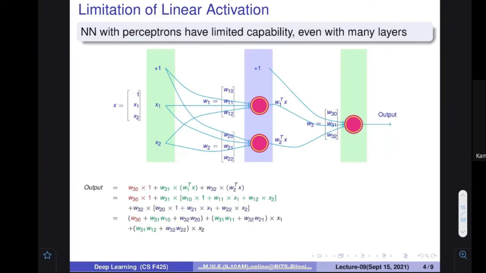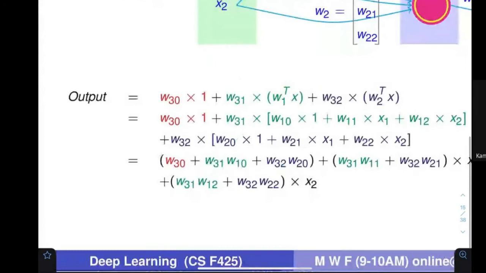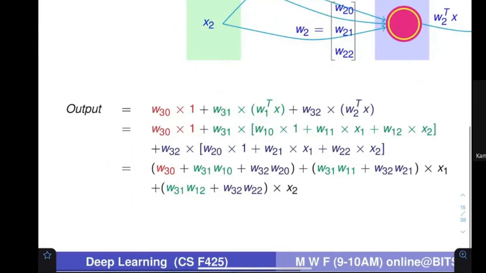All of you are better than me in mathematics. So you can tell me, sir, this is W30, this is W10, this is W20, and they are multiplied by some weights. I can find another value, because this is W30 plus W31 into W10 plus W32 into W20. So it becomes a single value.